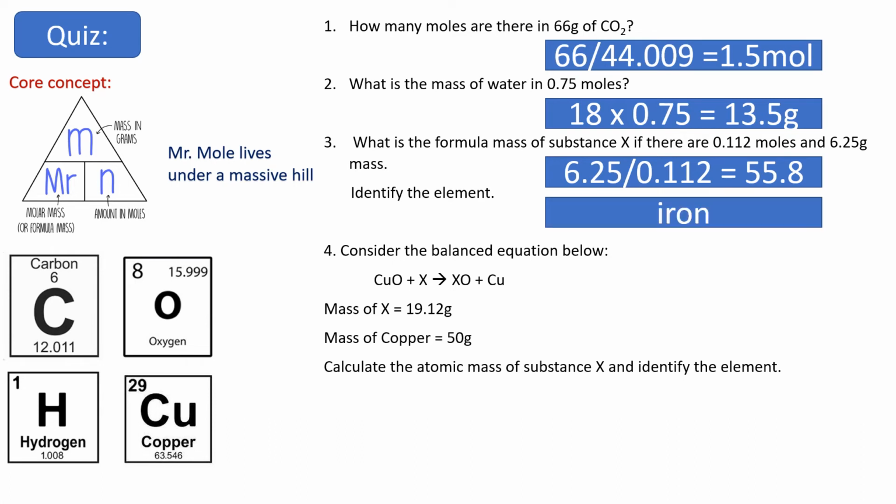Now, if you don't have a periodic table in front of you, don't worry. It would have been iron because iron is the only element with an atomic mass of 55.8. Okay, number 4, I'm going to go on to the next slide because it's a little bit bigger.